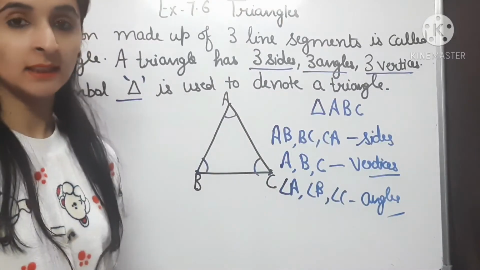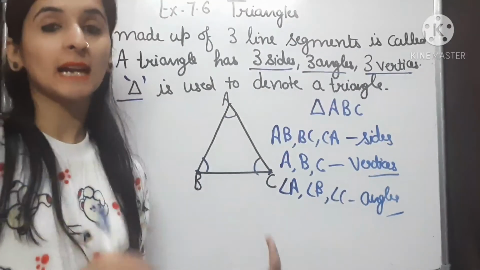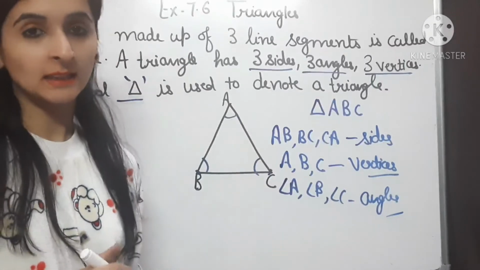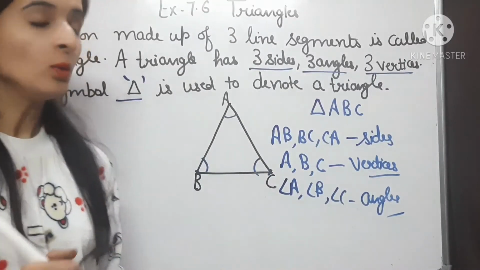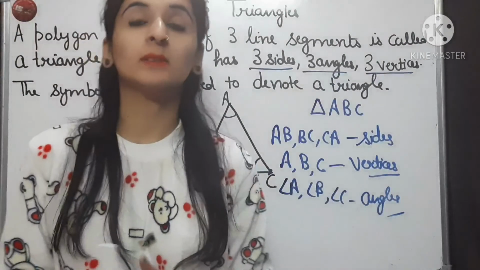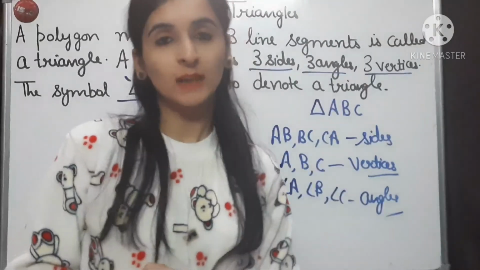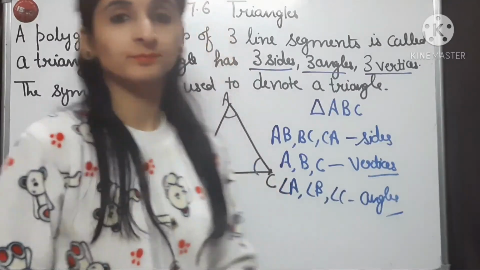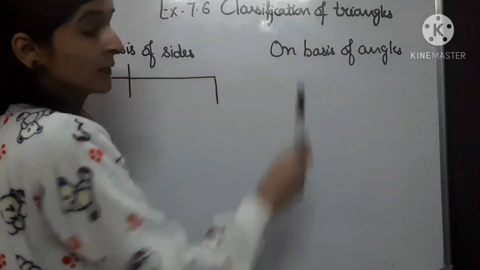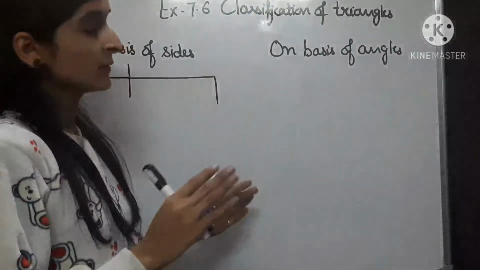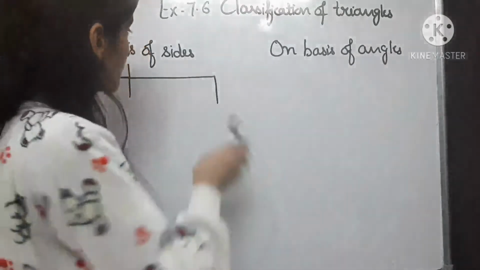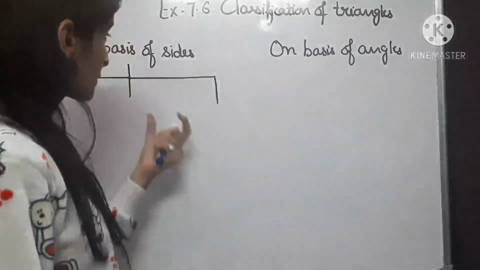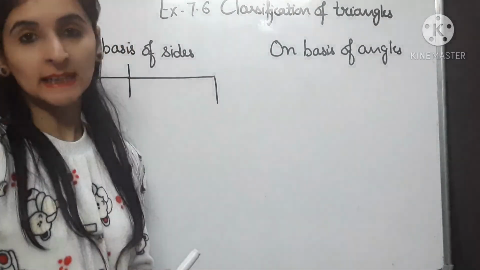What is a triangle? How does it look? How many line segments? How many angles? And how many vertices are there in a triangle? Now, what do we have to discuss? We have to discuss the types of triangles, or we can say the classification of triangles. So children, we can classify the triangles on the basis of sides and on the basis of angles. So let us talk about the basis of sides first.